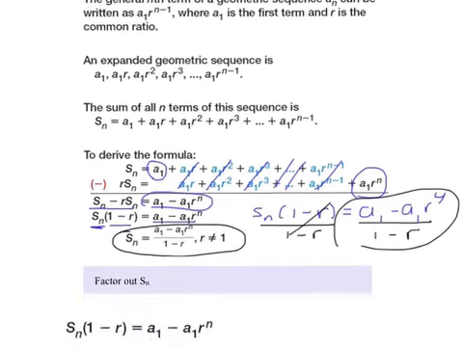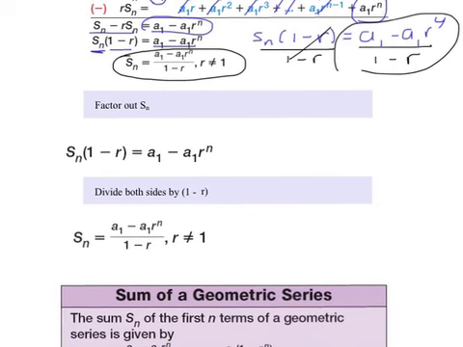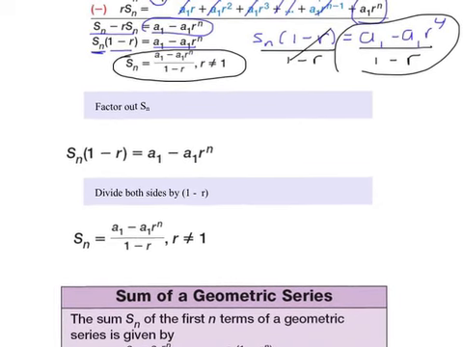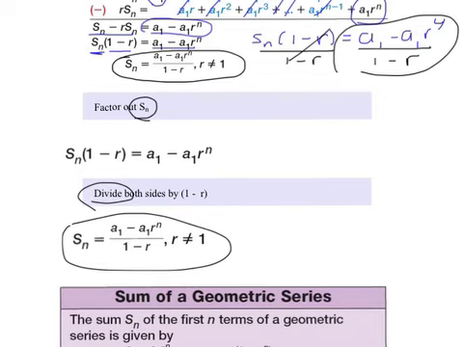Okay, continuing on, let's take a look at this further. This explains right here what I've done. I've already explained it up above, but this again explains a little bit what we've done. Notice we factored out an S sub n, then we divided both sides by 1 minus r in order to get this formula right there.